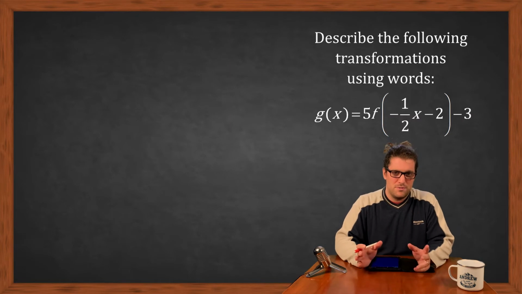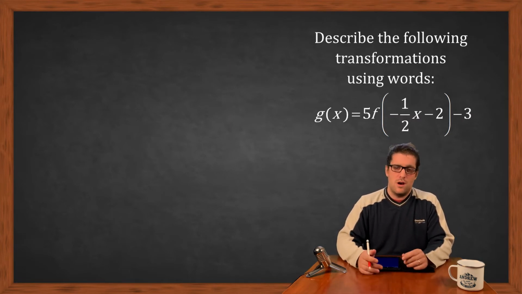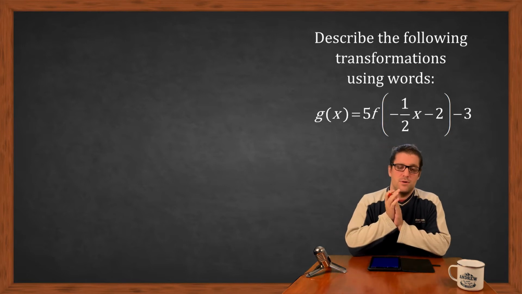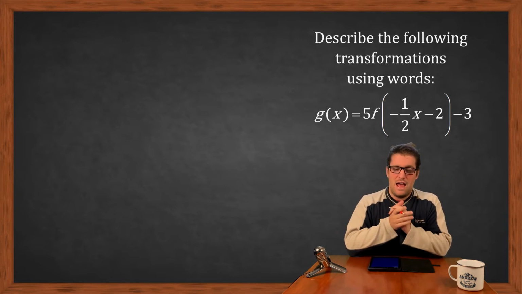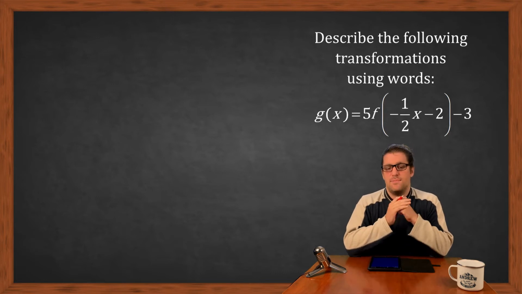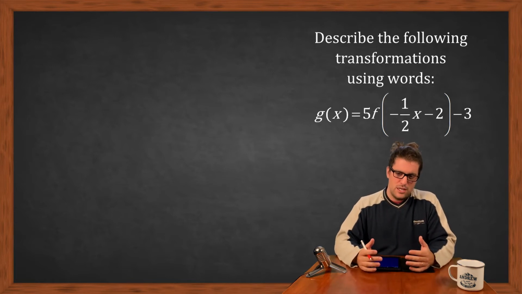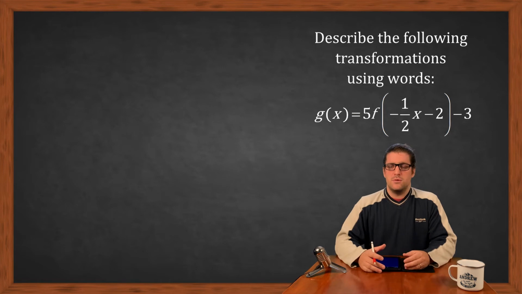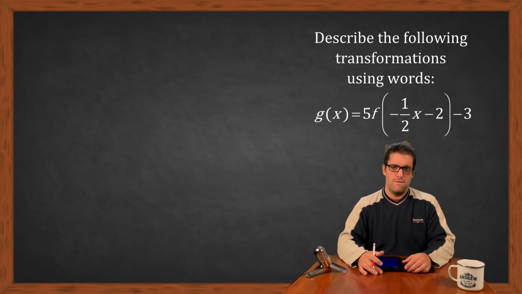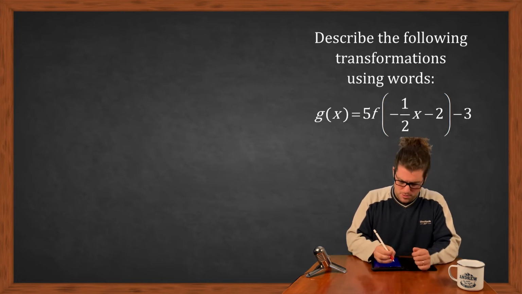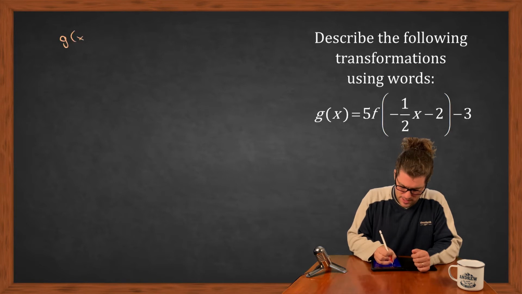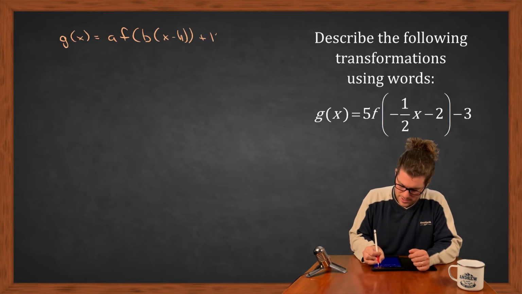Alright, so what we're going to do is describe with words what's going on in the transformation that I have up above. That one is g(x) = 5 f(-1/2 x - 2) - 3. One of the important things to note when you're learning all this is that you settle in on what you're going to call your general transformational form. For the videos that I've been doing, I've used g(x) = a f(b(x - h)) + k.